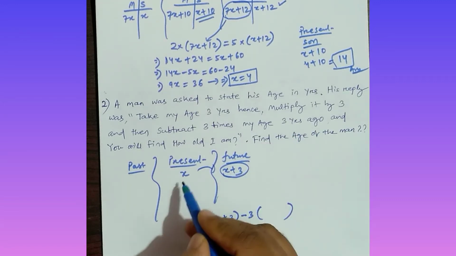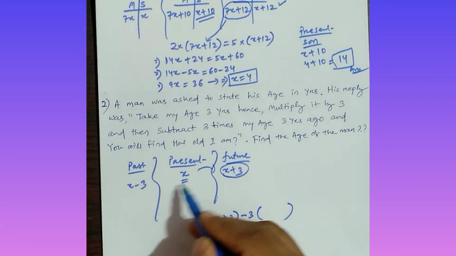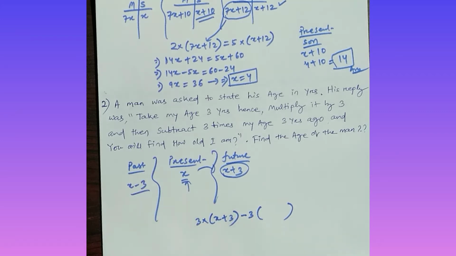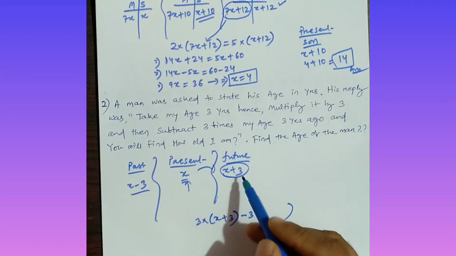3 years ago मतलब it becomes what? X minus 3. Present is X, obviously 3 years ago मतलब past हो जाएगा कितना? X minus 3. Again I'm telling you, take my years 3 years hence, matlab after that it becomes x plus 3.